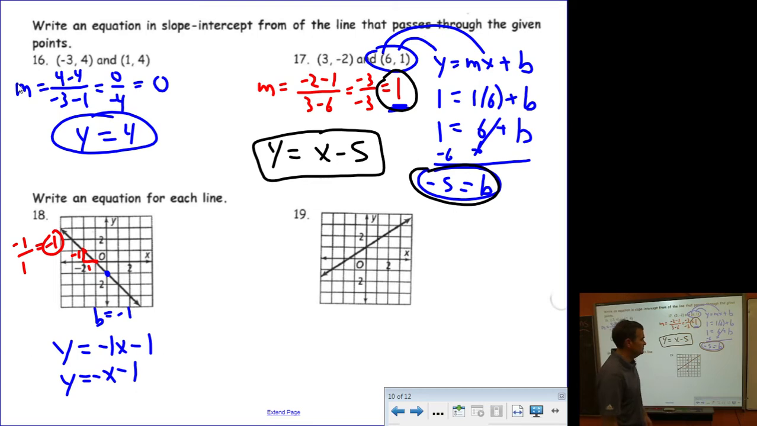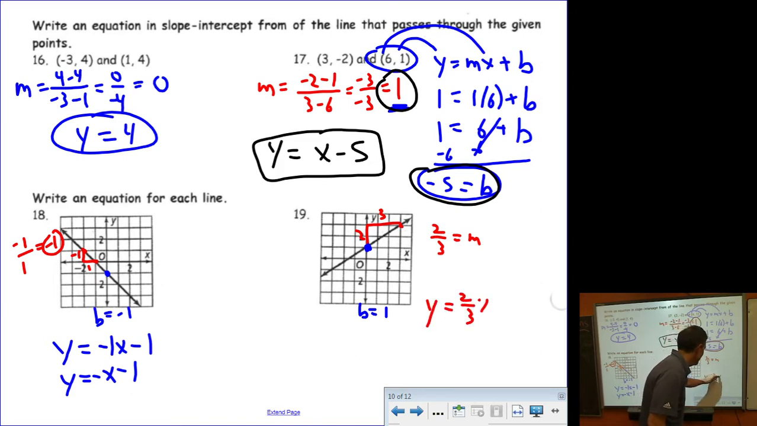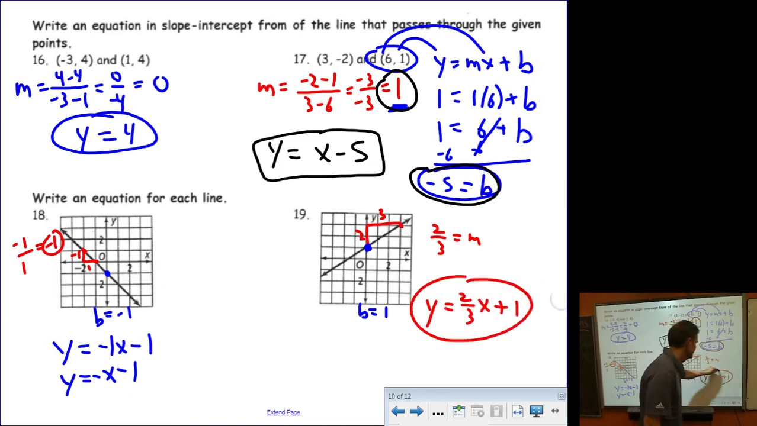Number 19, the slope would be a rise of 2 and a run of 3. So the slope is 2/3. And the y-intercept is right here, and that looks like it's at 1. So my equation would be y equals 2/3 x plus 1, once I know the slope and the y-intercept.